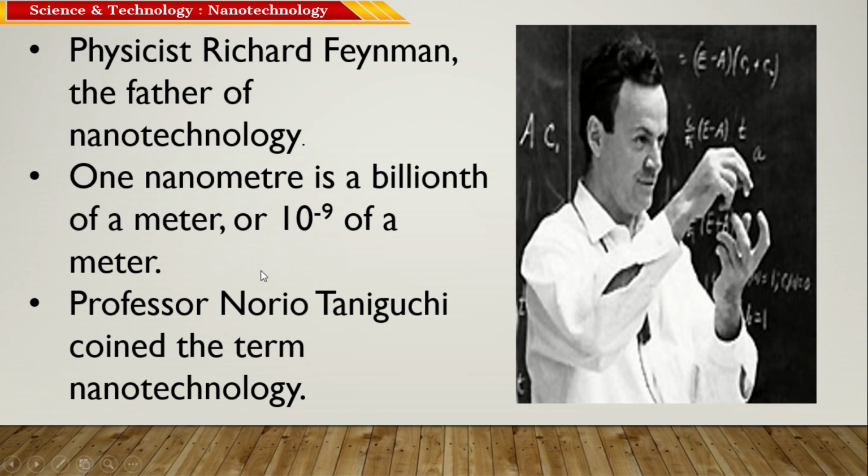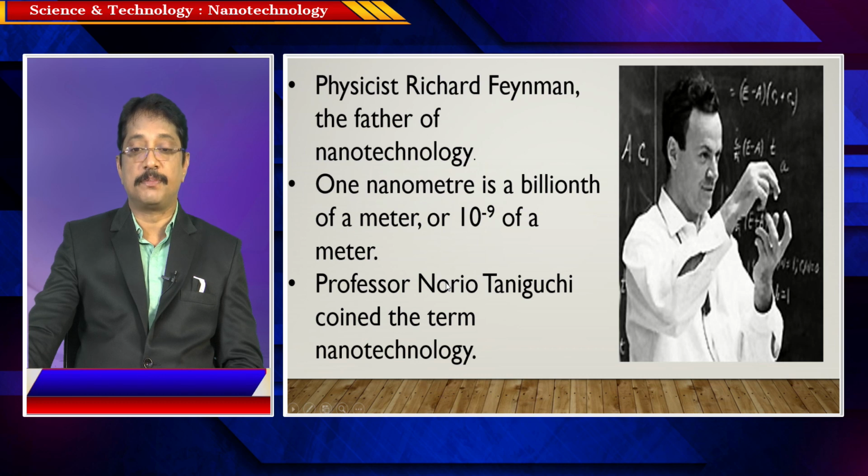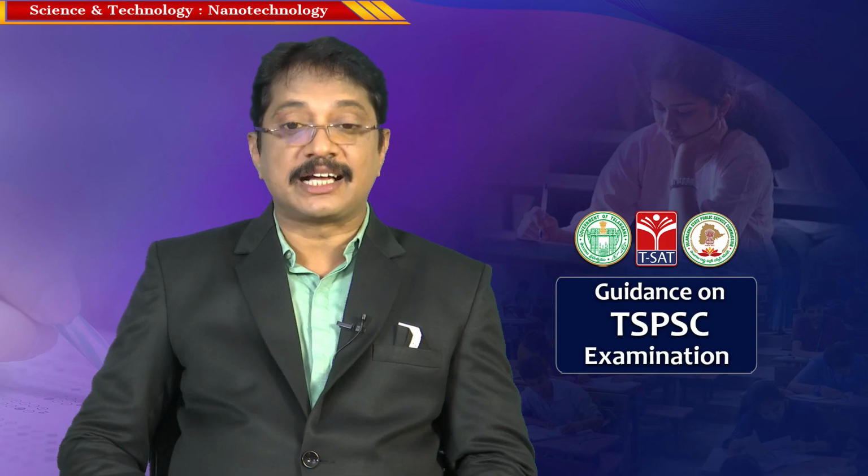This is also very, very important. 10 power minus 9 of a meter is said to be a nanometer, or 1 billionth of a meter is said to be a nanometer. Richard Feynman is the father of nanotechnology, and Professor Norio Taniguchi coined the term nanotechnology. These three are more important objectives for your preparation of this nanotechnology concept.